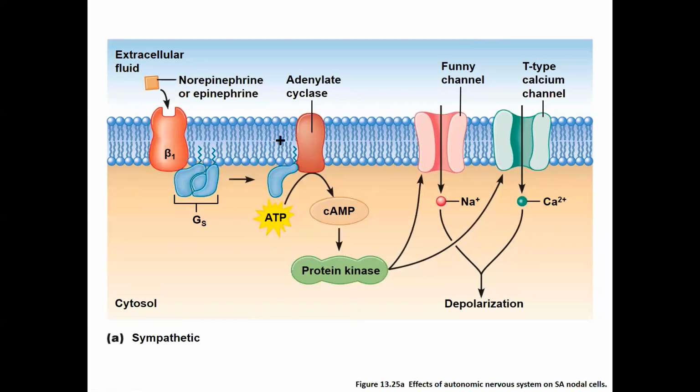For the specific example of the heart, specifically for beta-1 receptors, protein kinase is going to activate funny channels as well as these T-type calcium channels, okay? T-type also means fast calcium channels, L-type is slow calcium channels, and those terms are synonymous. So protein kinase activates these two channels, and this makes it easy for the cell to depolarize, right? More funny channels means more sodium coming in. More fast calcium channels means that more calcium is coming into the cell.